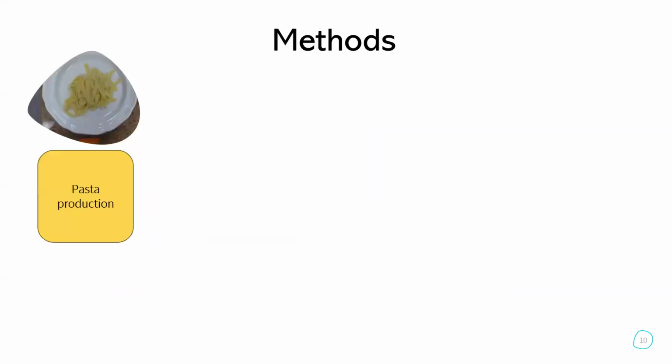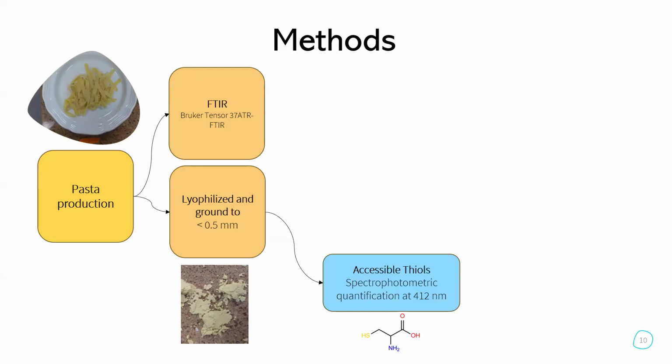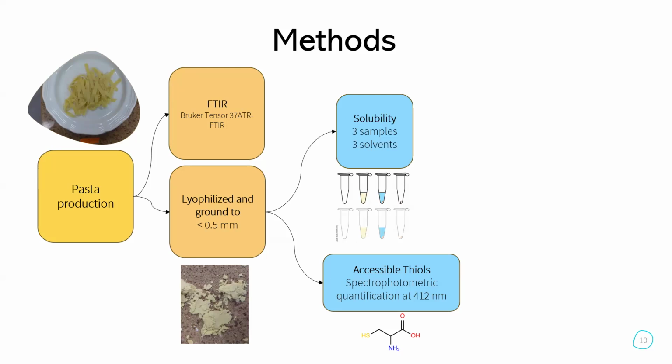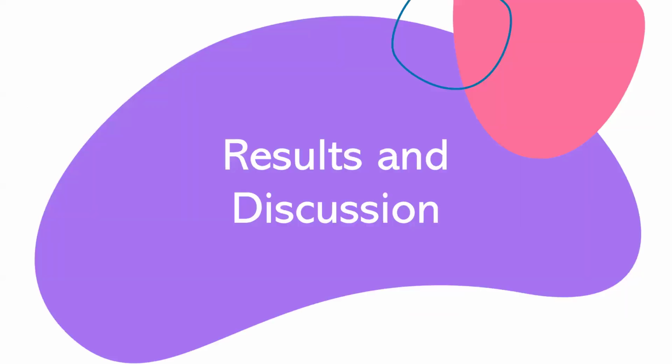I'm not exactly sure what the specifications were for that method, but they were cooked to a standard. After the pasta was produced, a portion of the fresh pasta was run on FTIR to look at secondary structure. The rest of it was freeze-dried and ground to 5 millimeters. Accessible thiols were determined using a spectrophotometric method. Solubility was conducted with 3 different solvents: a phosphate buffer, a phosphate buffer with urea, and a phosphate buffer with urea and DTT. Then 2 statistical analyses were completed on all of these, as well as a couple other things from a previous study to look at the correlation.